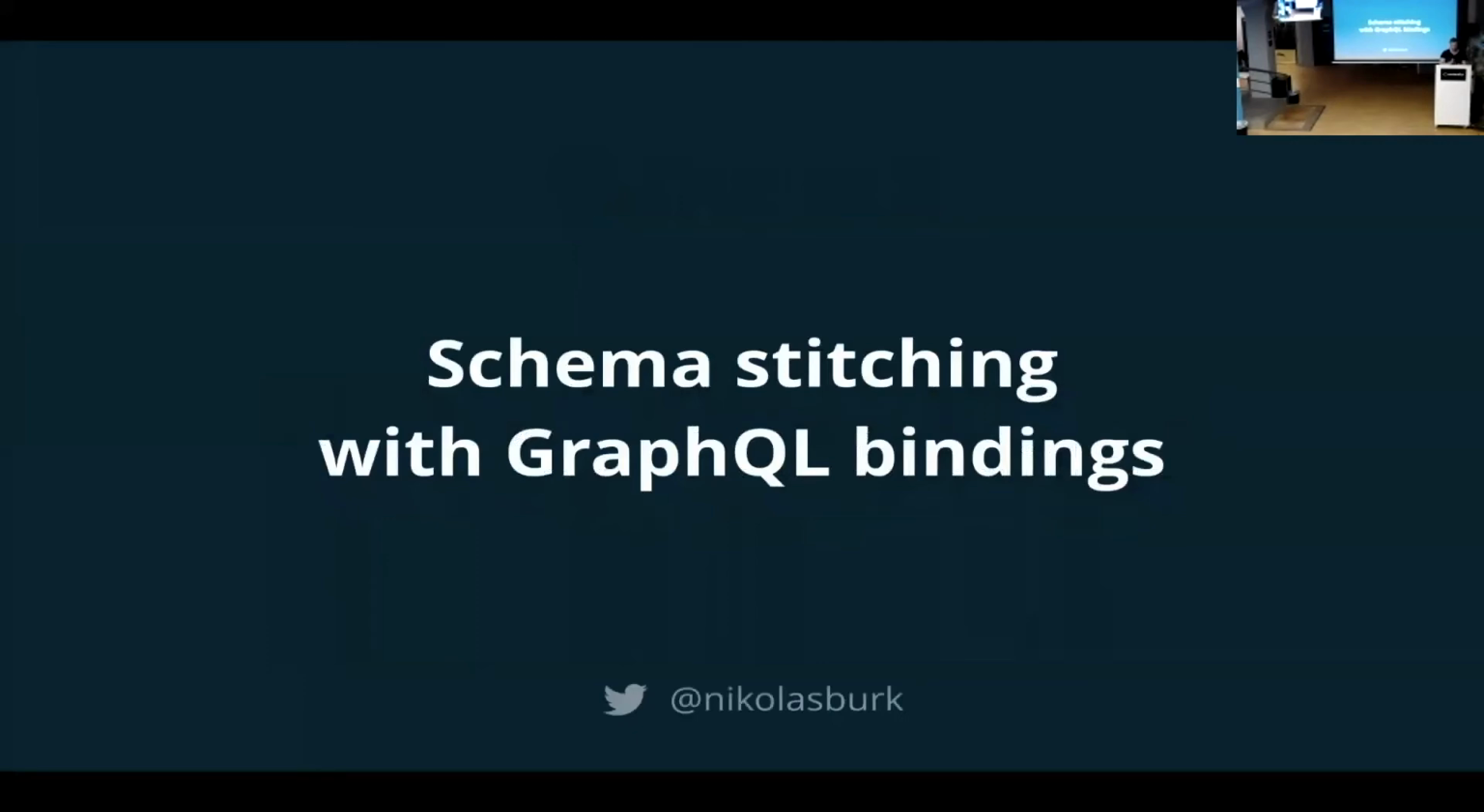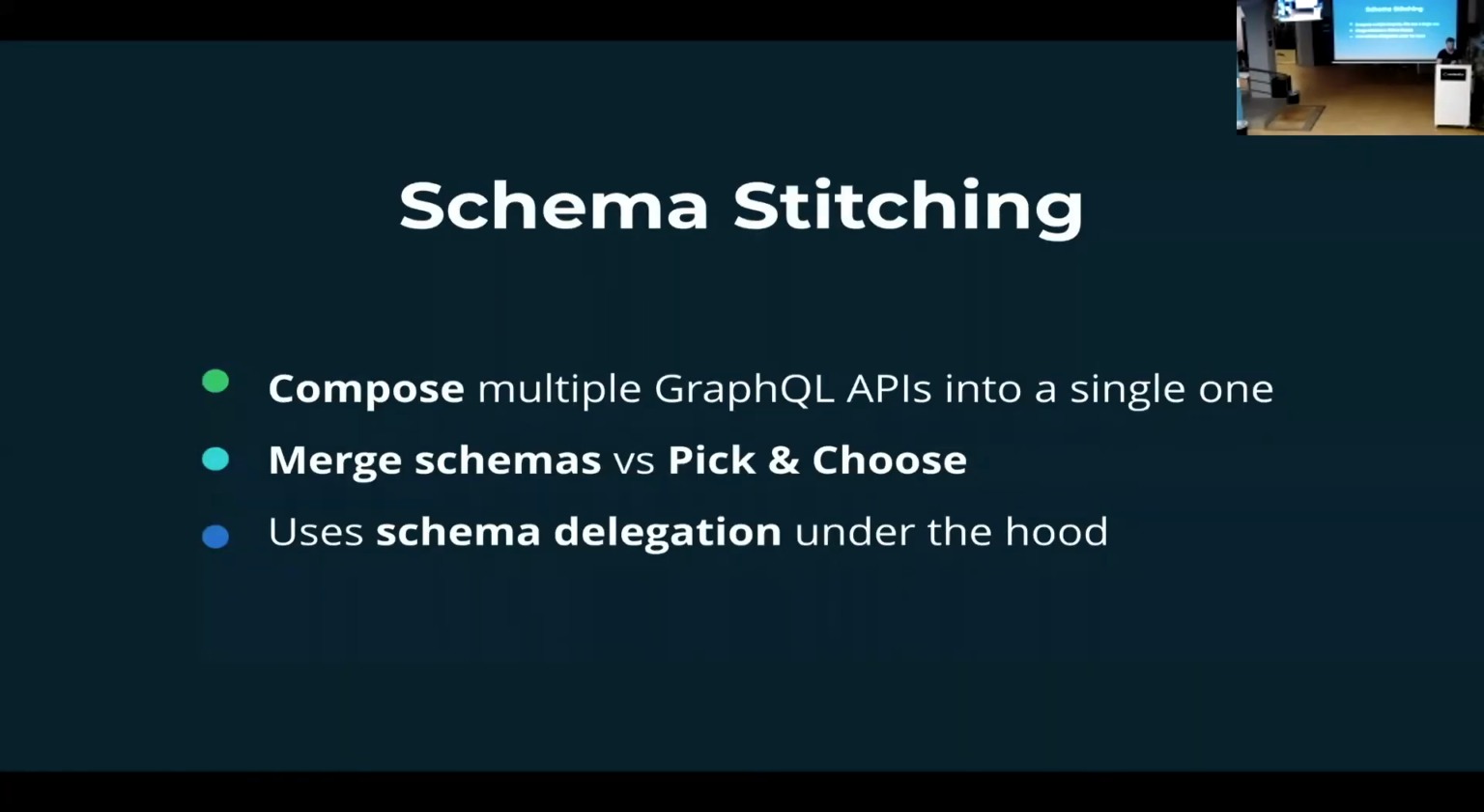Let's now talk about the idea of schema stitching with GraphQL bindings. In general, schema stitching refers to the act of composing multiple GraphQL APIs into a single one. Who of you is a front-end developer and has had experience with React? All right, quite a few people. The deal with React is that you're able to compose your components and build up bigger, more powerful components out of smaller ones. And you can think of GraphQL APIs in the same way, using multiple GraphQL APIs to build up bigger ones.